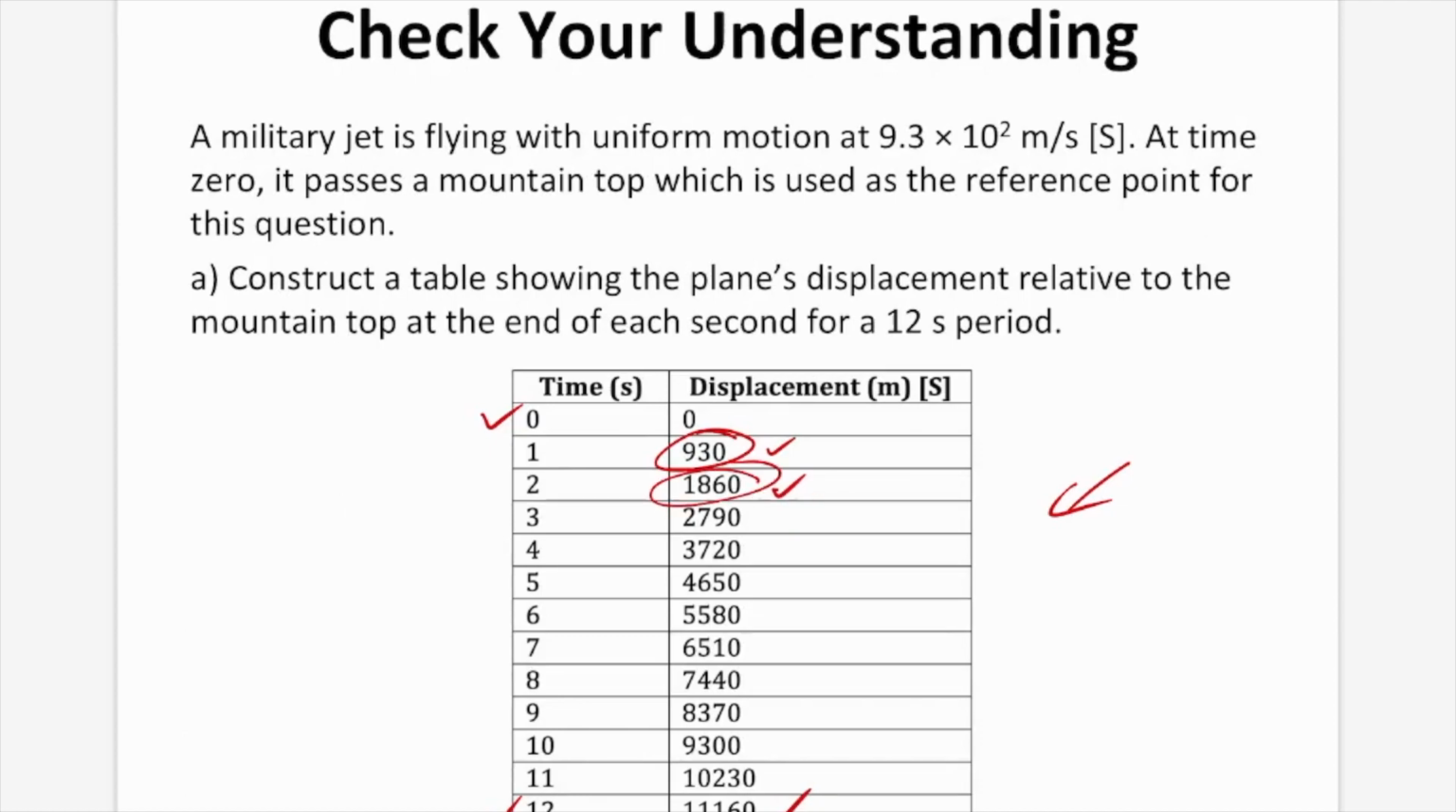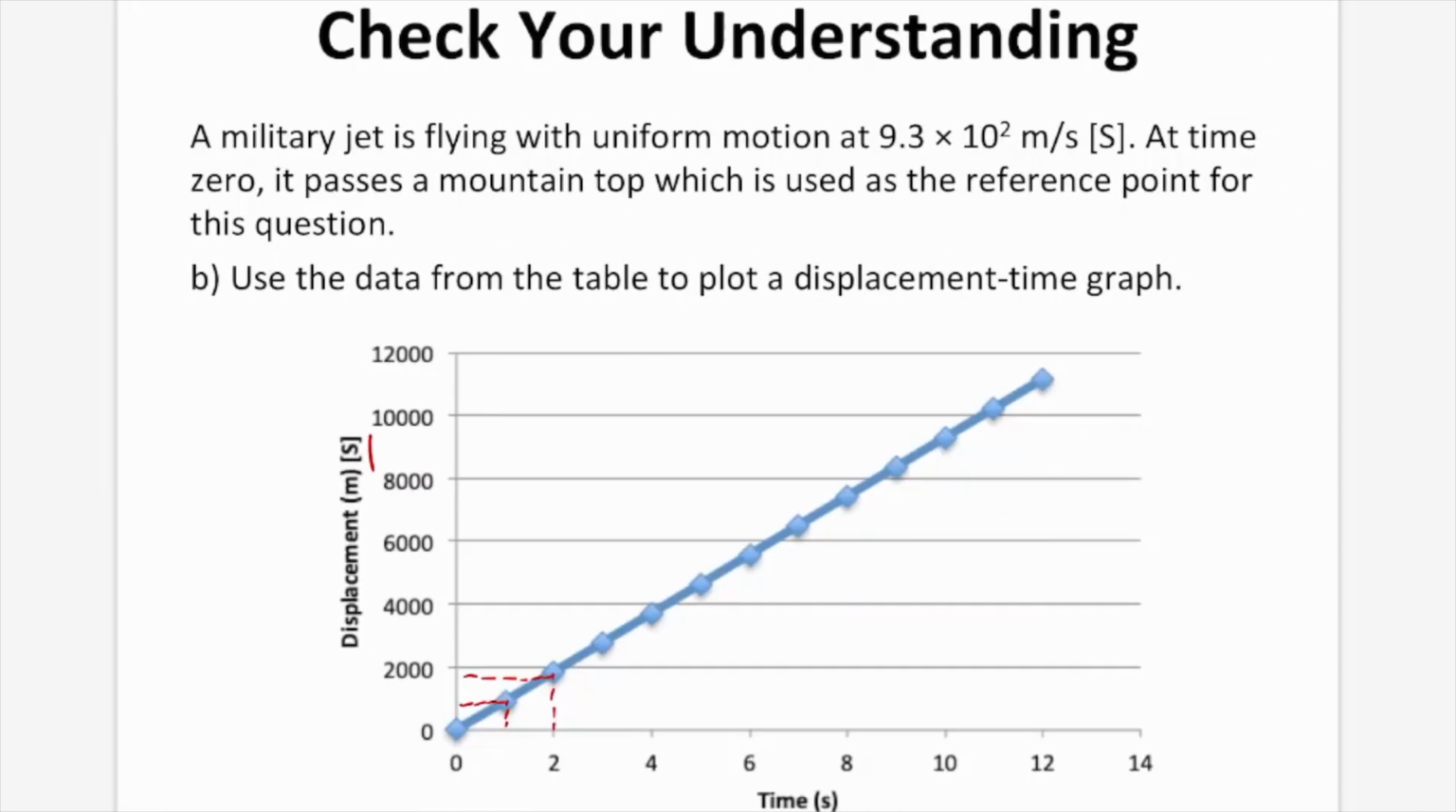So after 2 seconds, it was 1860. After 6 seconds, it was 5,580, which is about right there. So your graph should look something like this.